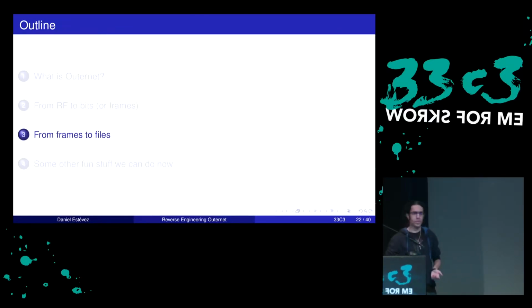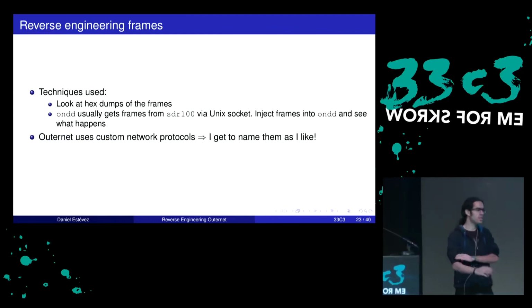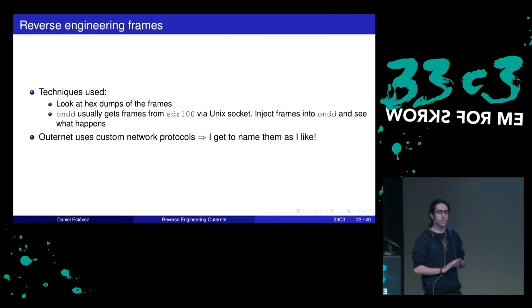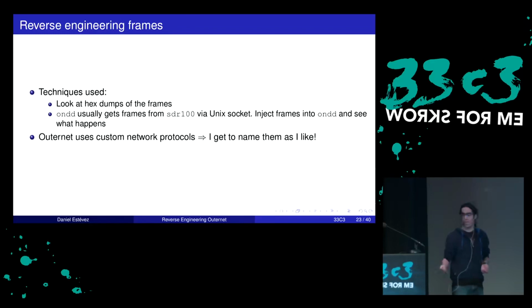So now what do we do with the frames? Well, the technique is to look at the hex dumps for the frames very carefully, and something much more clever you can do: you have the ONDD binary. It gets frames from SDR100 with a Unix socket, so you can feed frames into the Unix socket and see what happens. So you can figure stuff out that way. And the protocols that are used in Outernet are custom, or at least I haven't seen anything like those, so I have named them as I liked.